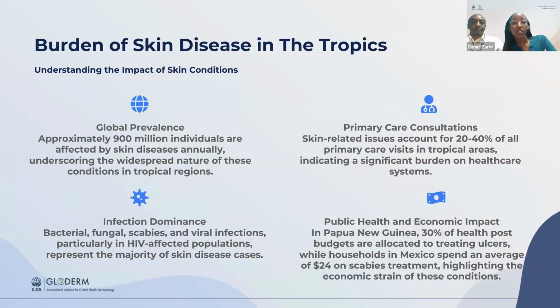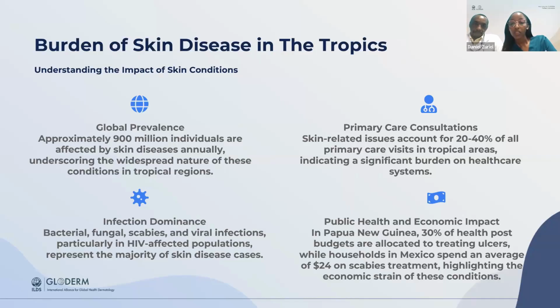So in terms of the burden of diseases in the tropics, approximately 900 million people are affected by skin diseases annually. This is almost one-eighth of the global population, which is quite a big population. And 20 to 40% of all primary care consultations tend to be skin related in the tropical areas. The majority of these primary consults will be dominated by infections, primarily bacterial infections, fungal infections, scabies, among others.